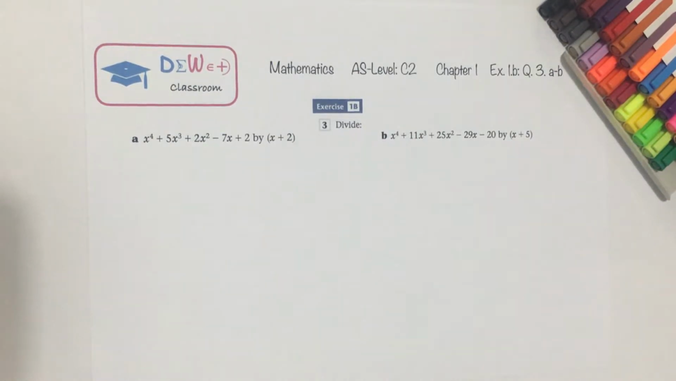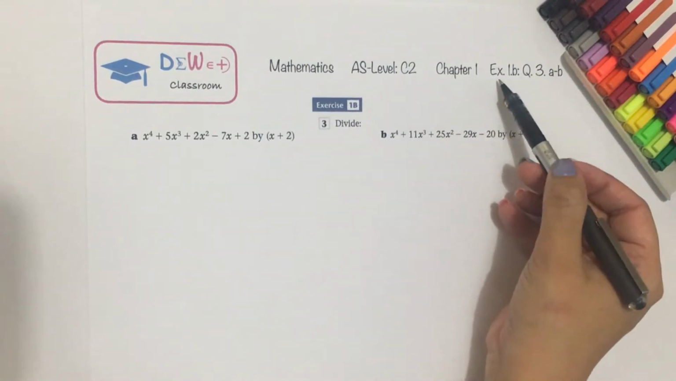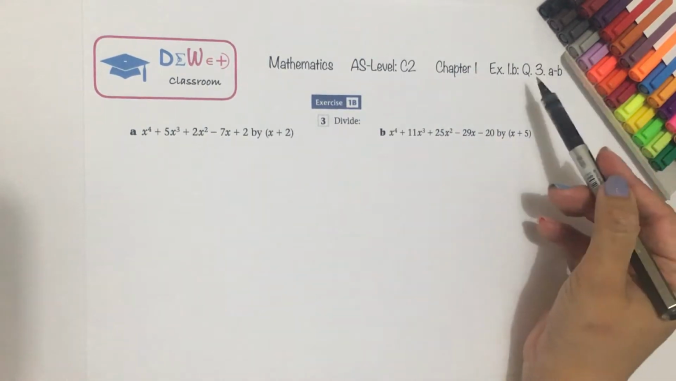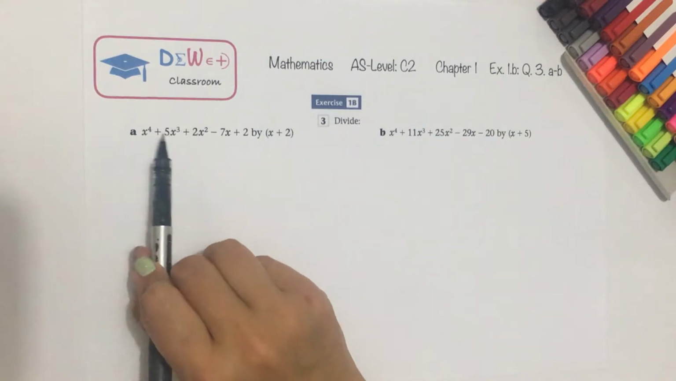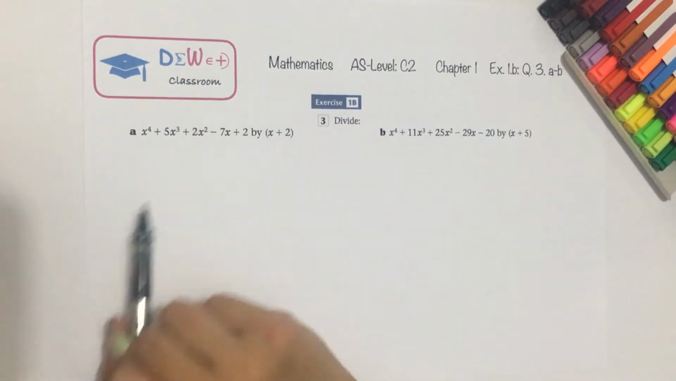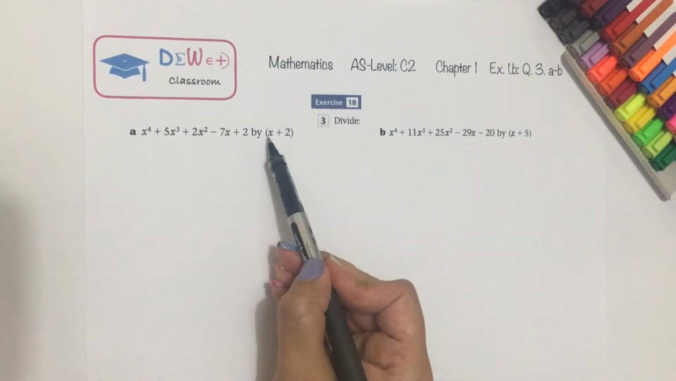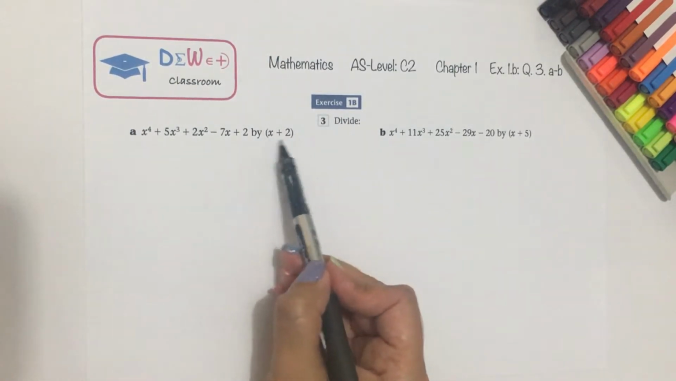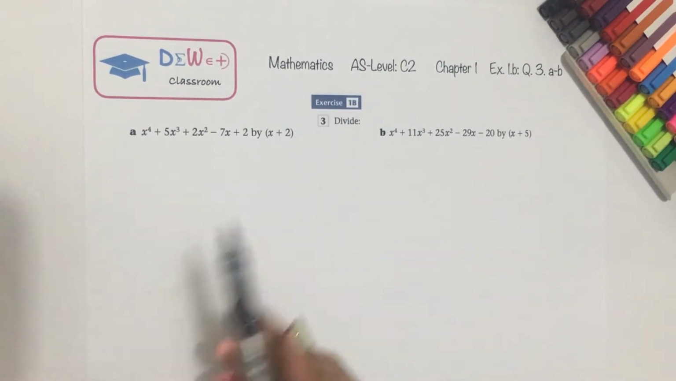In this video we are working from the C2 Core Maths textbook by Pearson, and we're busy working from chapter 1, exercise 1b, questions 3a and b. Okay, we've got a polynomial here with 1, 2, 3, 4, 5 terms, and we need to divide it by that x plus 2. So basically we need to prove or see whether the x plus 2 is indeed a factor of this polynomial or not.